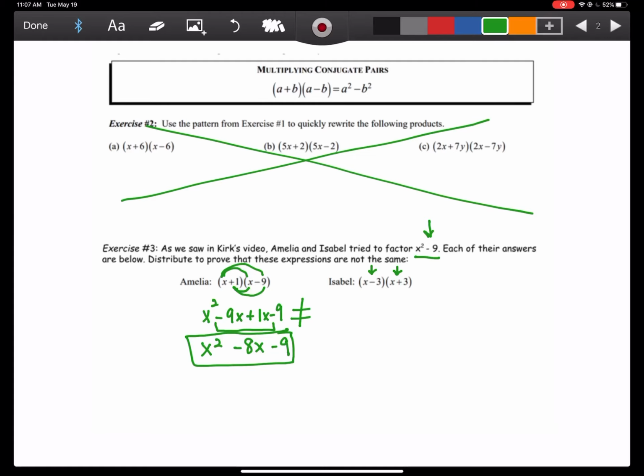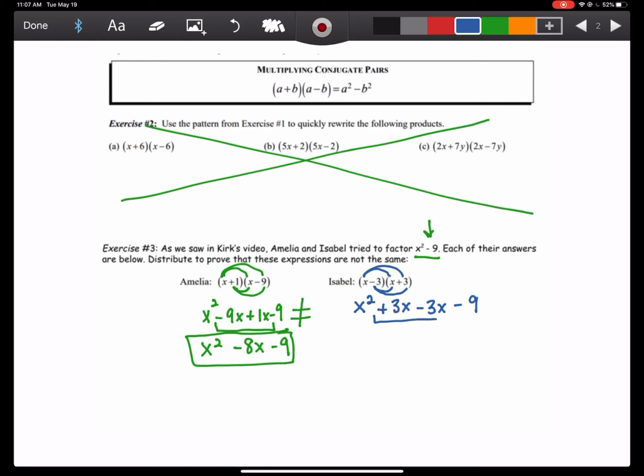The first thing I notice is that her x's are the same. Her last terms, negative 3 and positive 3, are opposites. And that's exactly what we need in order to create the difference of two perfect squares. So let's check this out. We'll do it in two different colors. X squared, so that's this first part. X times x, we get x squared. X times positive 3, we get positive 3x. Negative 3 times x, we get negative 3x. Negative 3 times positive 3, we get negative 9.